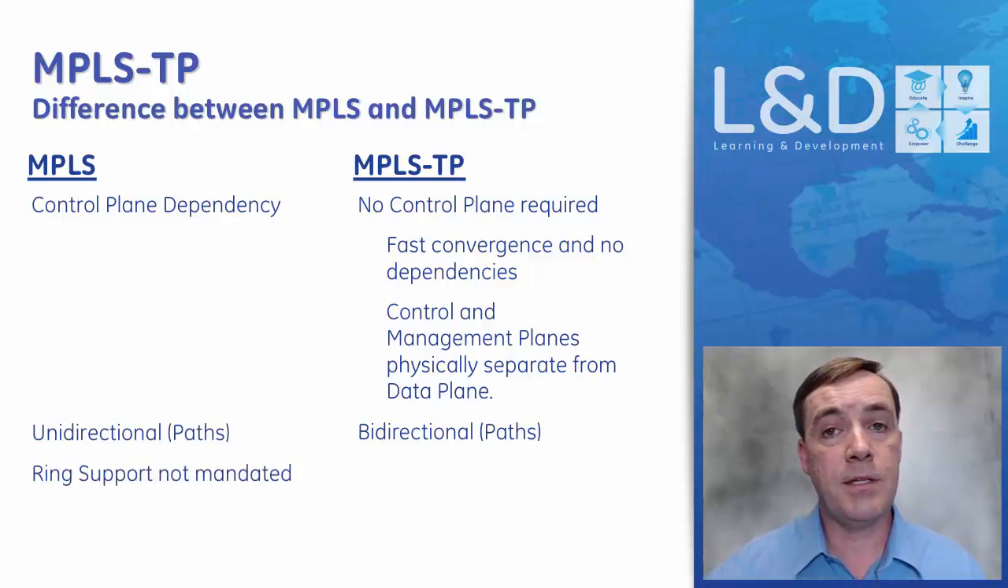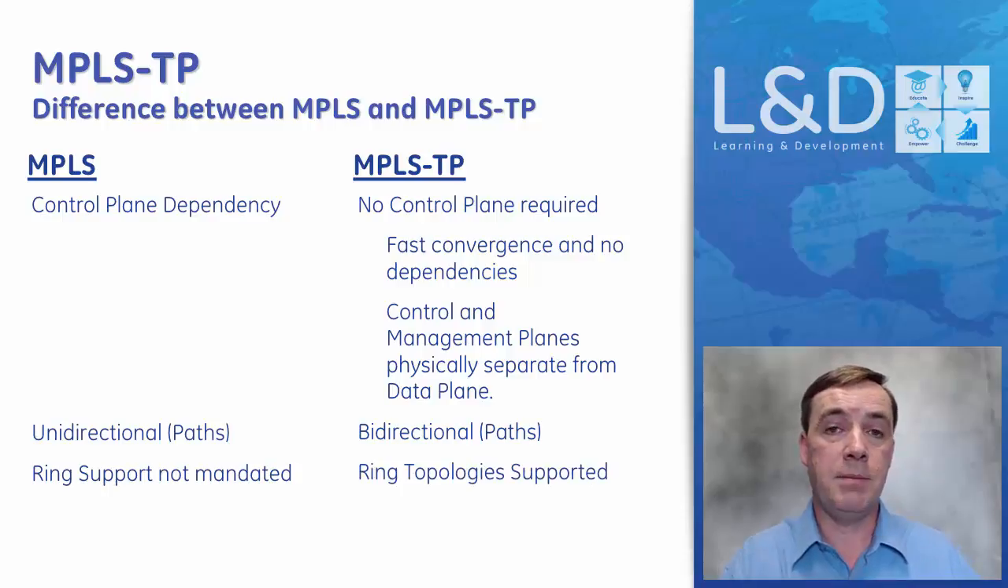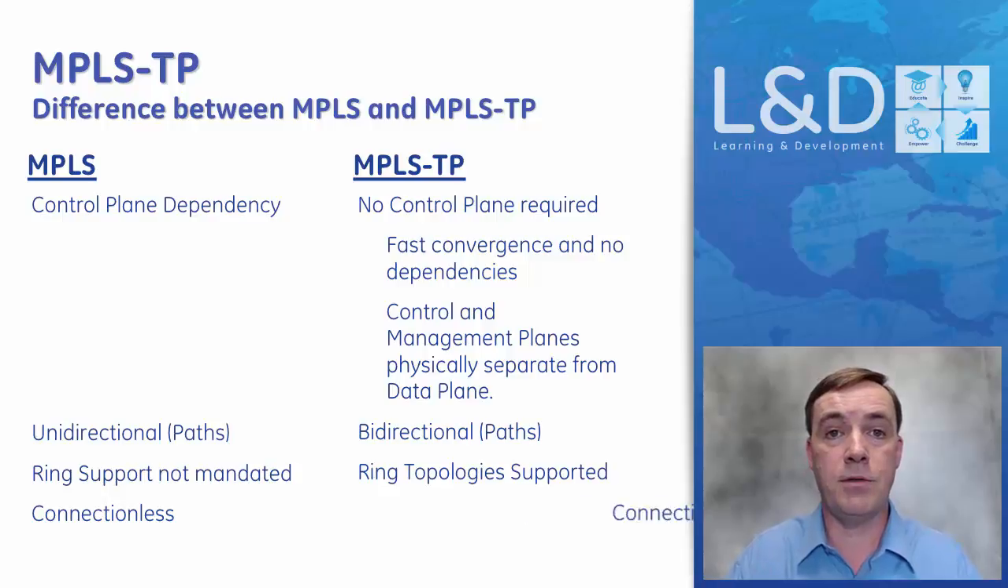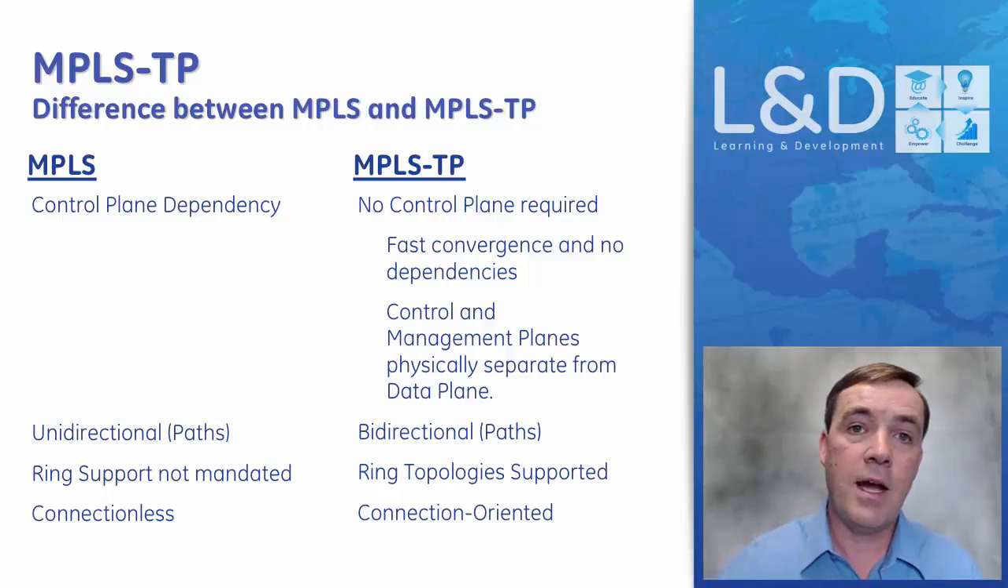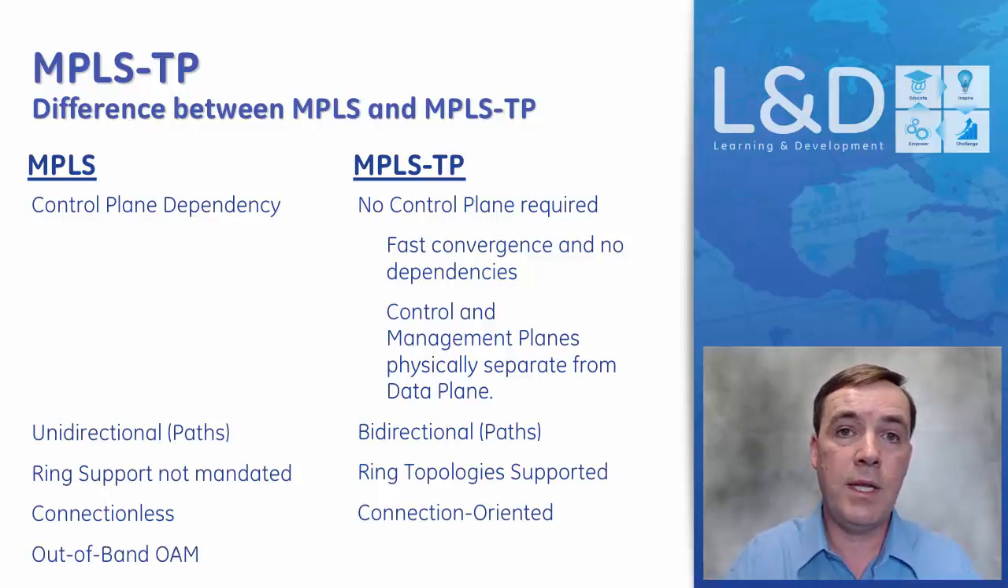In IP-MPLS, ring support is not a mandated component, whereas in MPLS-TP, the standards specifically say that ring topologies must be supported. IP-MPLS is connectionless. Equal cost multipath scenarios are permitted in IP-MPLS, where these same scenarios are not permitted in MPLS-TP. MPLS-TP is specified to be a connection-oriented deterministic technology. Finally, IP-MPLS only has out-of-band OAM.